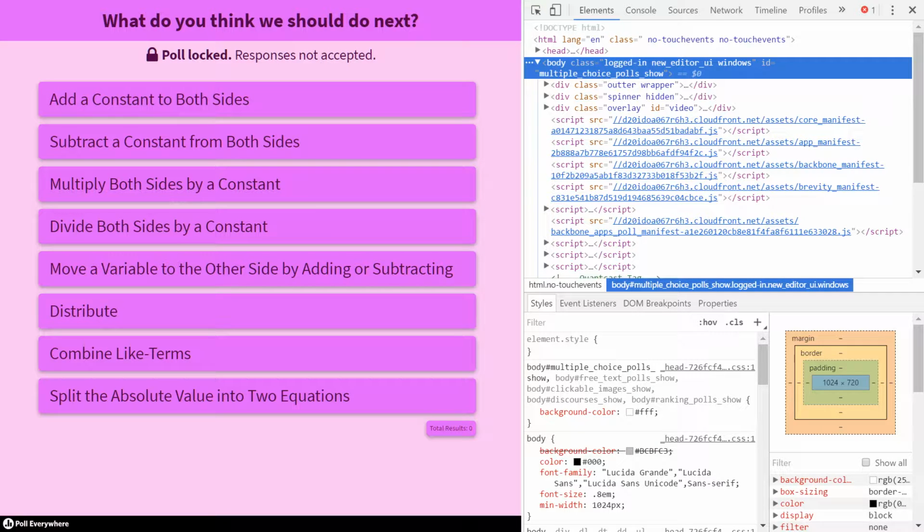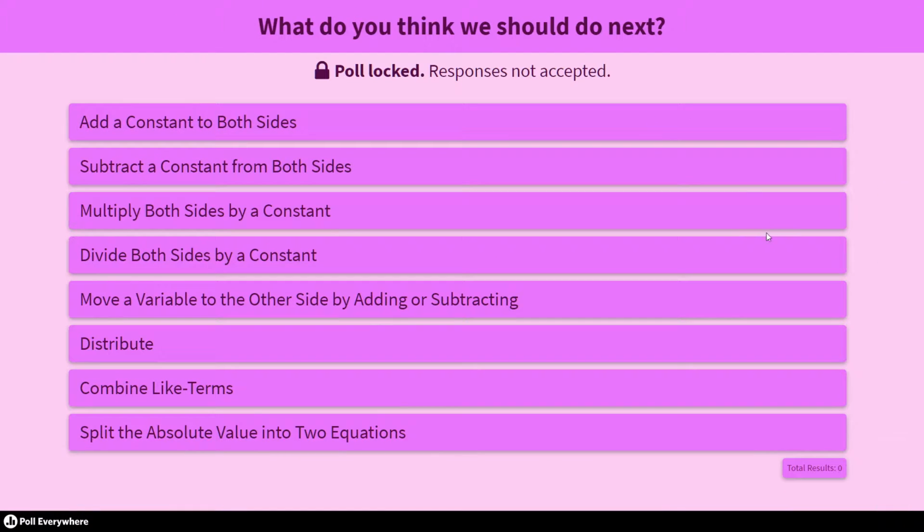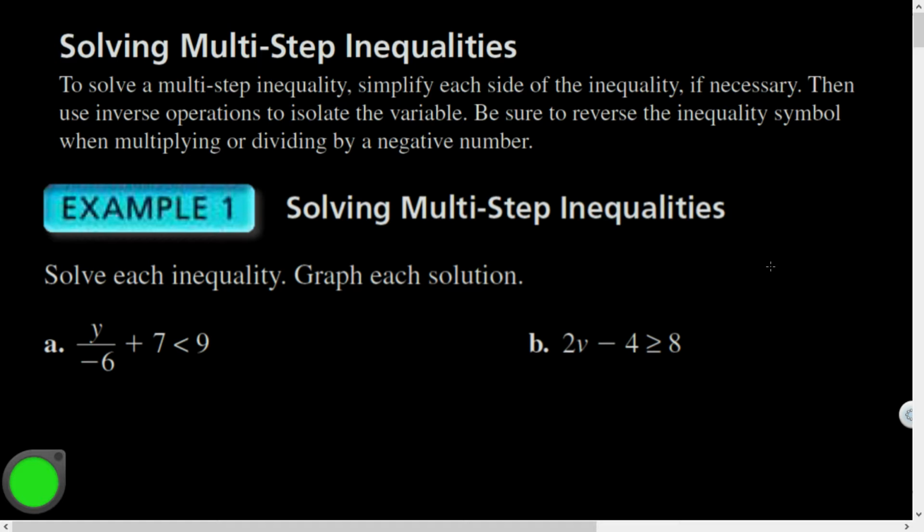Oh dear, I also accidentally opened up the HTML for this. Oh dear. Ha! Craziness. So, let's get ready to rumble.